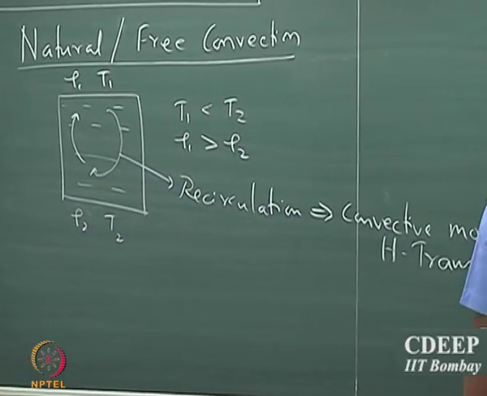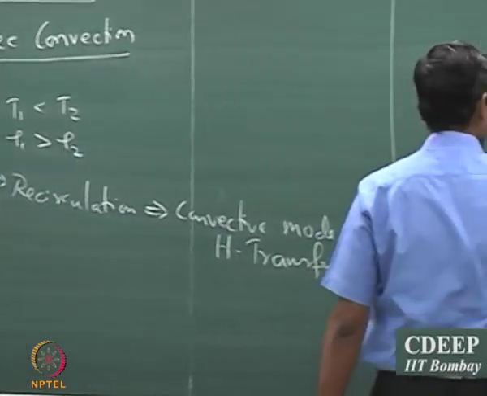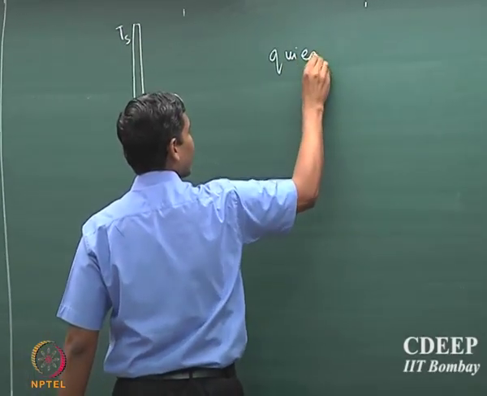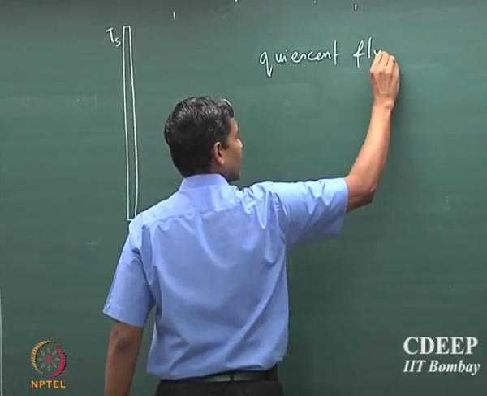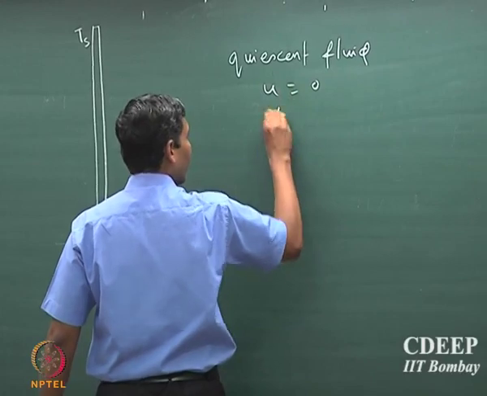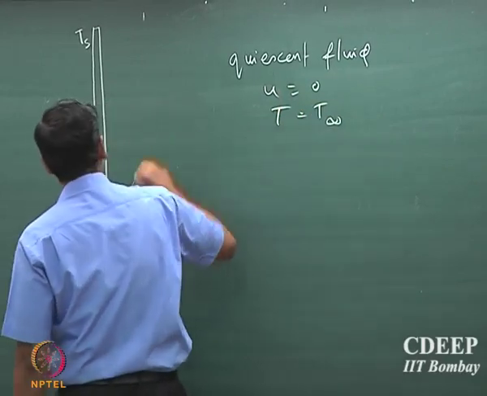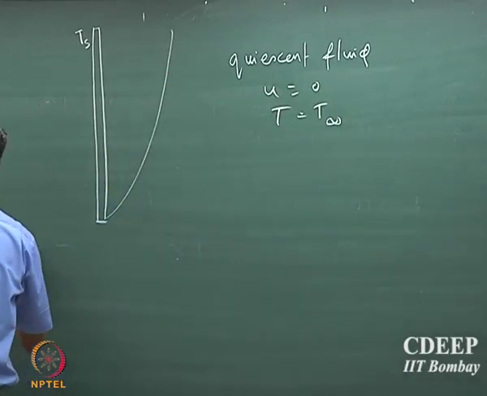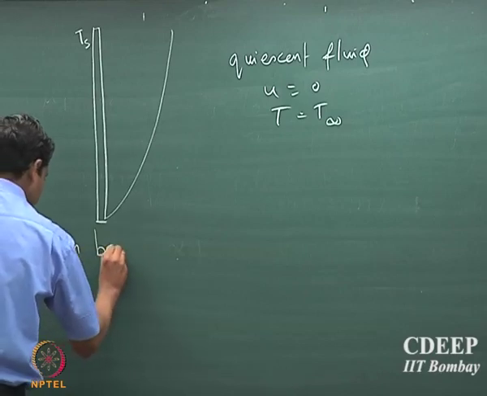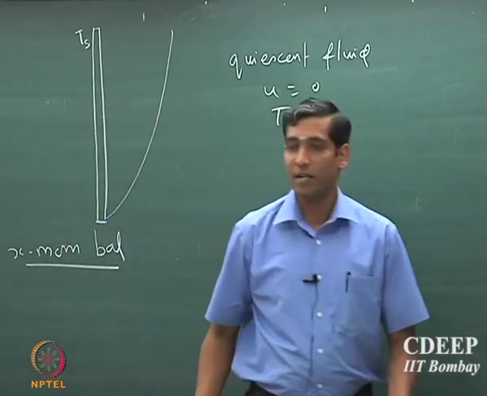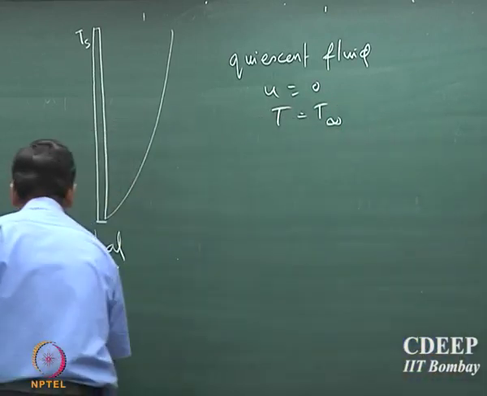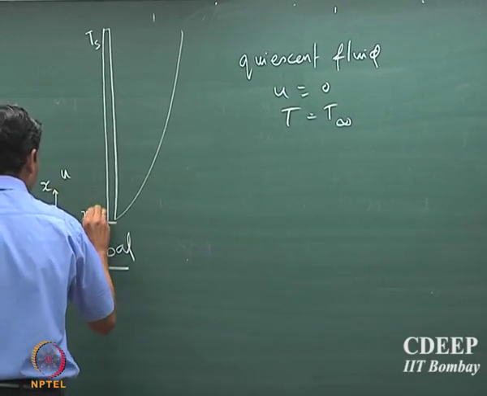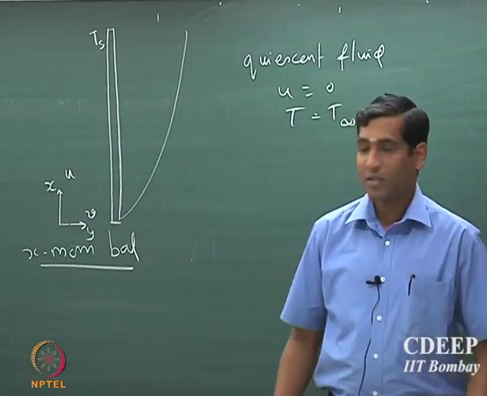Okay. So, now we said that suppose if we have a plate which is maintained at a certain temperature, and then it is suddenly dropped into a quiescent fluid, which means u is 0 and T is some T infinity, and then it results in a certain boundary layer. And we looked at the x momentum balance in the boundary layer for this problem, supposing this is y direction and this is x direction, and u and v are the x and the y component velocities.